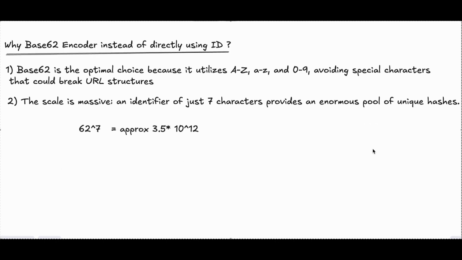Now let's see why we are using a base62 encoder instead of directly using the ID that is coming from the database. So base62 is the optimal choice because it utilizes A to Z, small a to z and 0 to 9, avoiding special characters that could break the URL structures. Now the second point is the scale is massive. An identifier of just 7 characters provides an enormous pool of unique hashes. So you can see 62 to the power 7 is approximately 3.5 trillion hashes that we can generate.